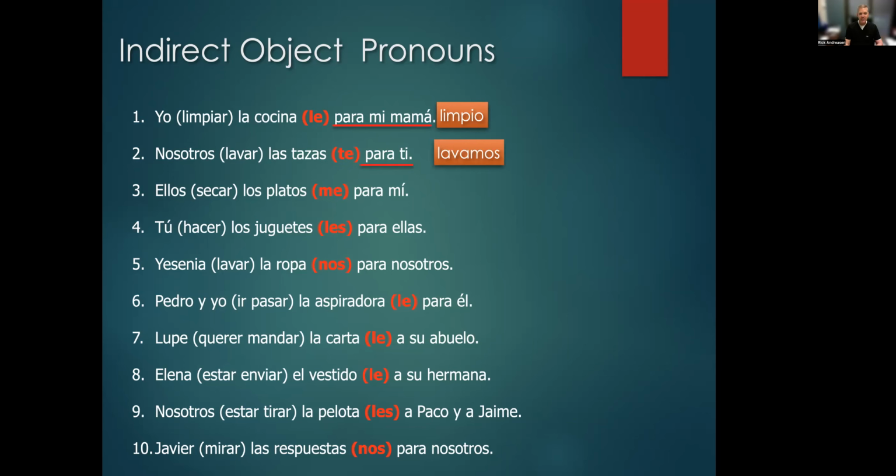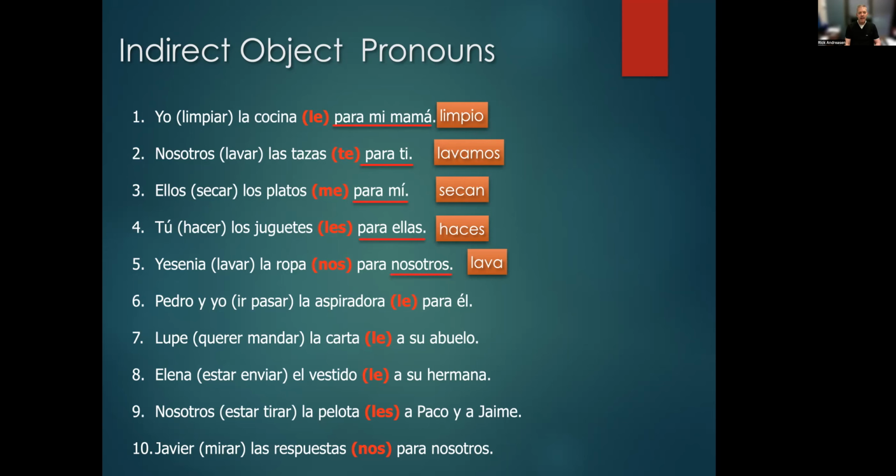Número 3, ellos secar, means to dry. Los platos para mí is the indirect object, it becomes me, and secan is how secar gets conjugated in the third person plural. Tú haces los juguetes, para ellas becomes les. Number 5, Yesenia, lava la ropa, para nosotros becomes nos. The order's off here, sorry. Number 6, Pedro y yo, that's a nosotros, right?